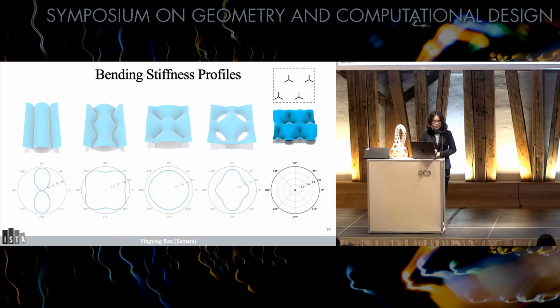The rightmost pattern is interesting because it has a threefold rotational symmetry and a completely isotropic bending stiffness profile. Unfortunately, the magnitude is very small, which means that the pattern is very weak and not suitable for creating stable structures.